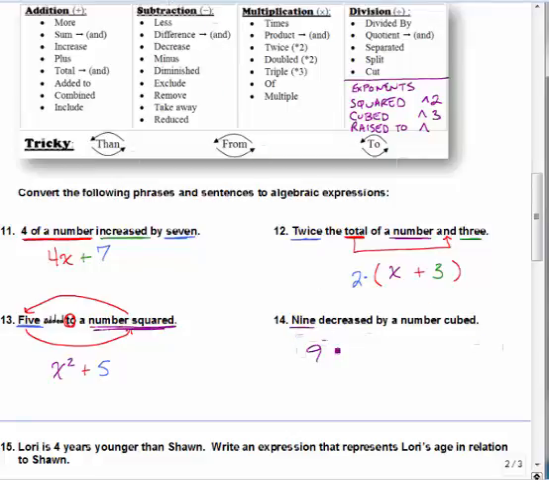So 9 decreased by, and if you look up here carefully, decreased is right there, minus a number cubed. So we just talked about right there, if it's cubed, it means x raised up to the third power.